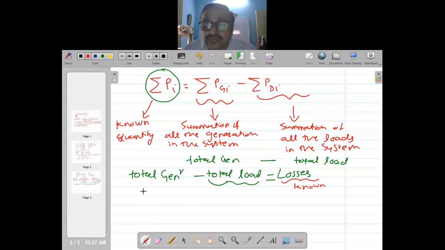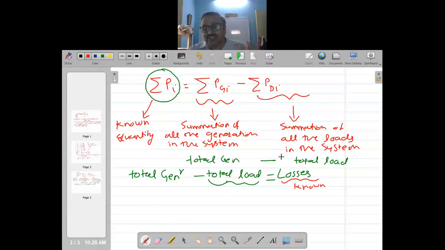Now, there is no problem till this time. Till this time, only the conclusion of that all the buses will be PQ buses, which means that we know PI and QI at every bus. So we know what is sigma PI. Sigma PI is equal to sigma PGI minus sigma PDI. Sigma PGI is the total generation, sigma PDI is the total load, and therefore we know summation of all the generation minus summation of all the load.